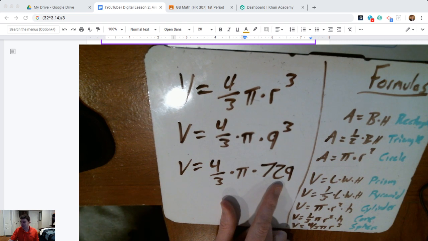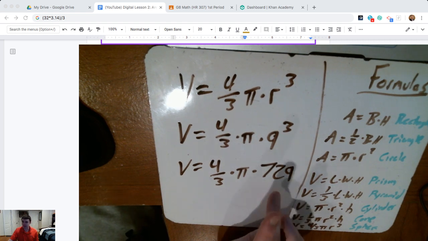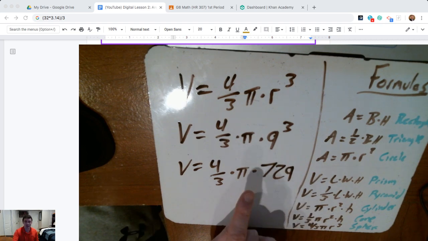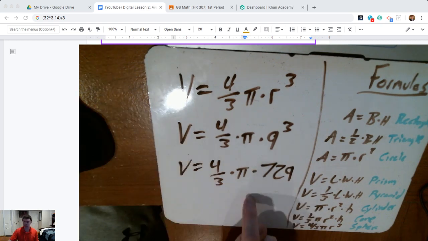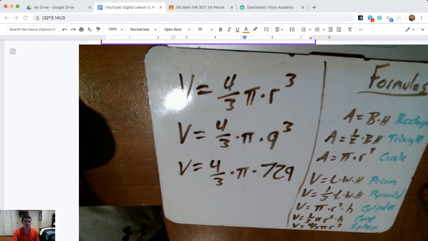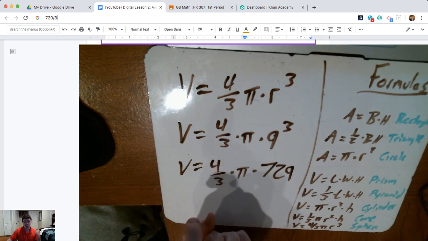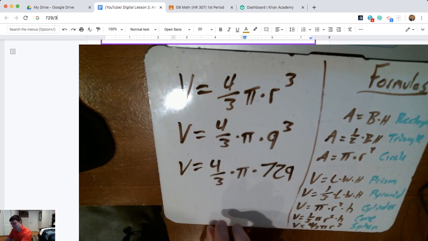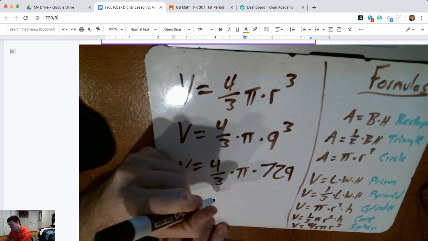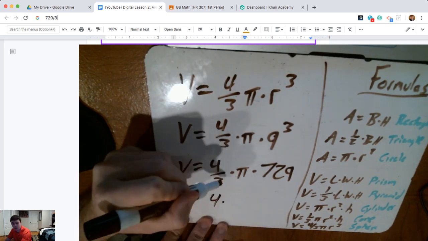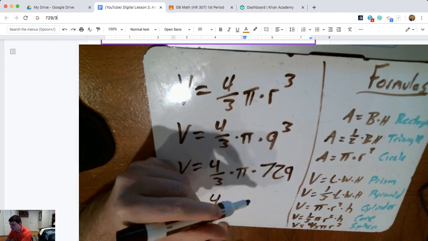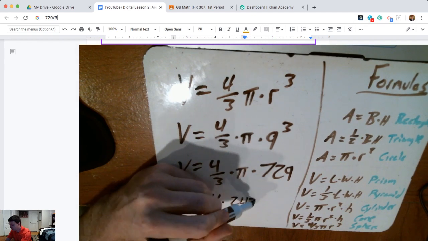And I'm going to do 729. At this point, I'm going to show you a little trick. I could do 729, multiply it with pi on a calculator, multiply it with 4, then divide by 3. I'm actually going to do 729 divided by 3. I'm going to take that 729 and do the divide by 3. And that makes 243. So it's going to be 4, because I've taken care of the divided by 3, times 243 times pi.